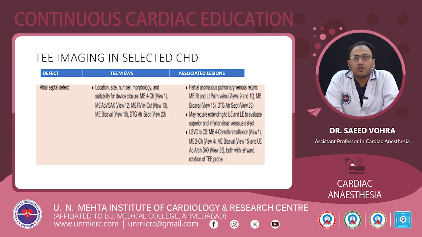There can be associated lesions like partial anomalous pulmonary venous return, which can be seen in the mid-esophageal right and left pulmonary vein view, mid-esophageal bicaval view, and deep transgastric atrial septal view. It may require extending to upper esophageal to evaluate superior and inferior sinus venosus defect. Left sinus venosus draining to the coronary sinus can be seen in mid-esophageal four-chamber view with slight retroflexion, mid-esophageal two-chamber view, mid-esophageal bicaval view, and upper esophageal aortic arch short axis view with slight left rotation of the T probe.